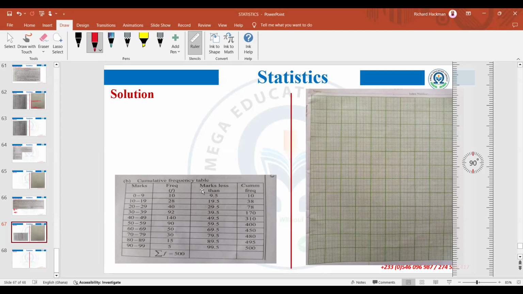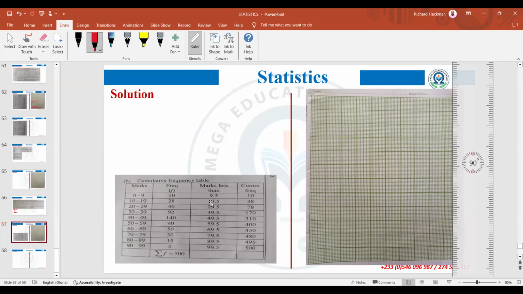Okay, so in this case, if I'm looking at those who obtained marks less than 9.5, I will have how many of them? 10. Because the frequency for those who scored between 0 and 9 is 10. So the frequency for those who scored less than 9.5 will be these 10 people. Is that clear? Is my point clear now?